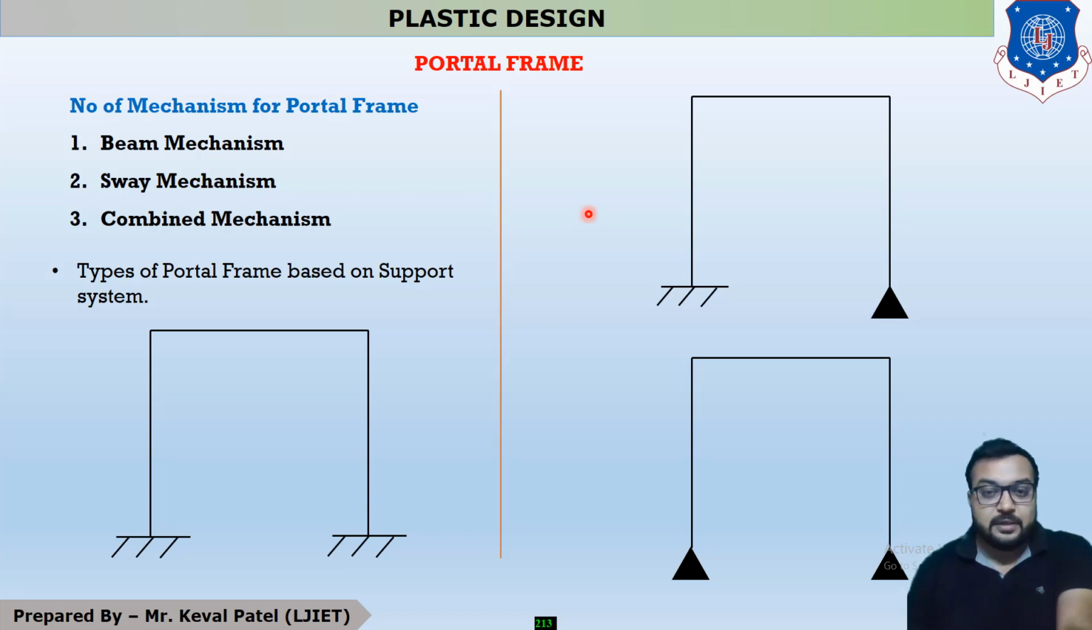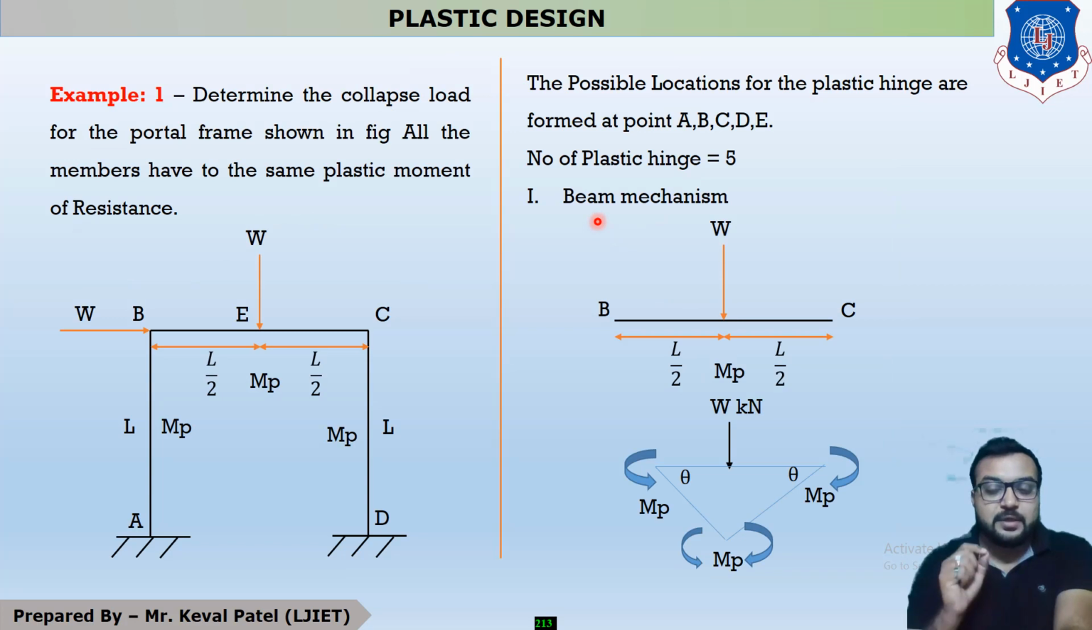After that we will discuss our example number 1, in which one vertical load is acting and the other load is a horizontal load, and this horizontal load is acting exactly at the junction point. This horizontal load is considered for the sway mechanism. So in this example we will discuss our three mechanisms. First one is beam mechanism, second one is sway mechanism, and at last it is combined mechanism. Now we are moving further to our example number 2.